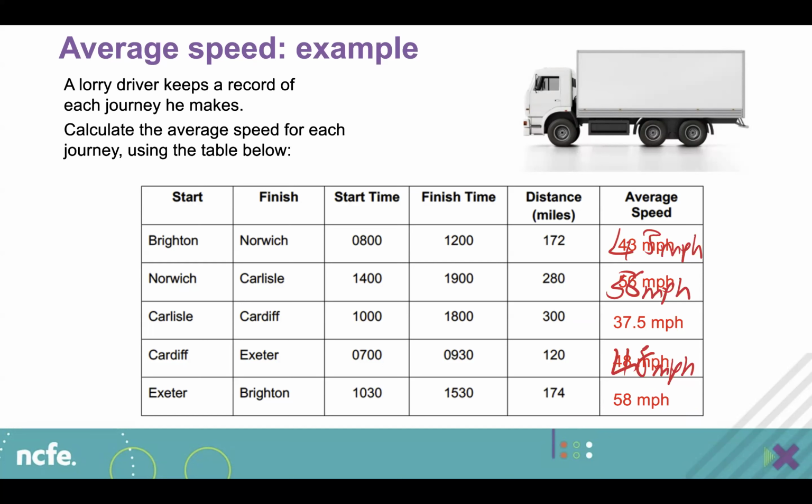Let me just work out 300 divided by 8. Yeah, so this one's correct. And this one should be 174, which is the distance, divided by the time, which is 5 hours it's taken. So the answer is 34.8, guys. It's not 58. That's the right answer.